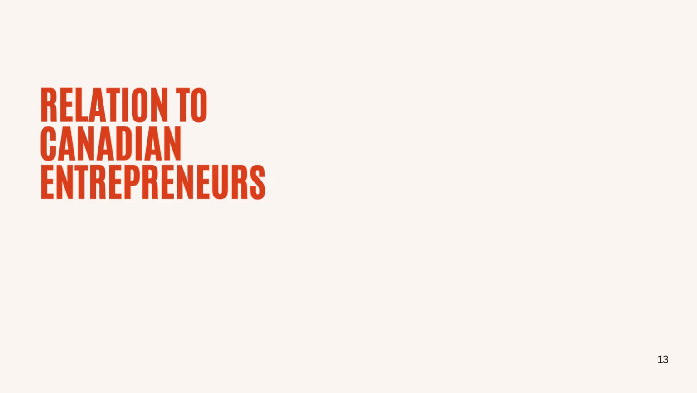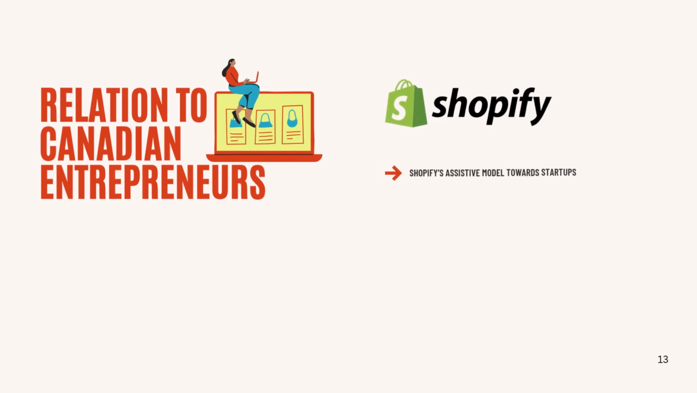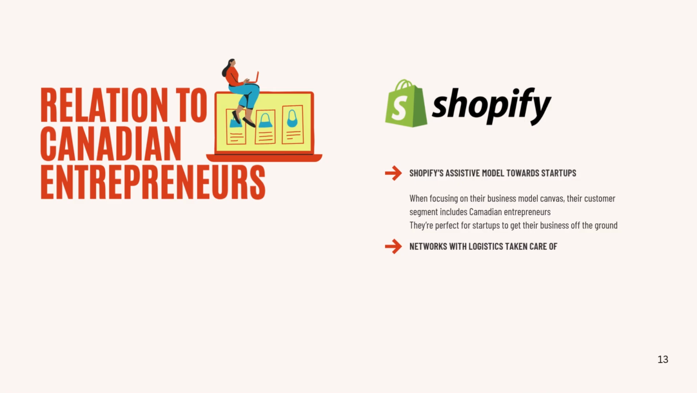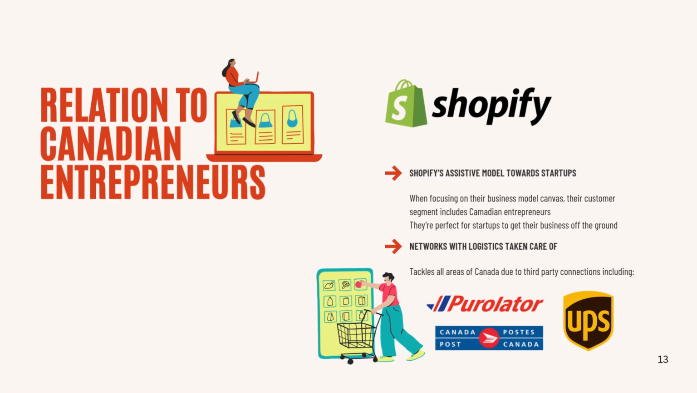How can all this relate to Canadian entrepreneurs? Shopify perfectly fits this topic, as their business model can be an example for you to remember each Canvas segment. That can be a fun activity you can do after this video. The customer segment greatly relates to Canadian entrepreneurs interested in starting their own business, using their e-commerce platform to get it started off the ground, supplying logistics needed to reach their target market, ultimately lowering startup costs.